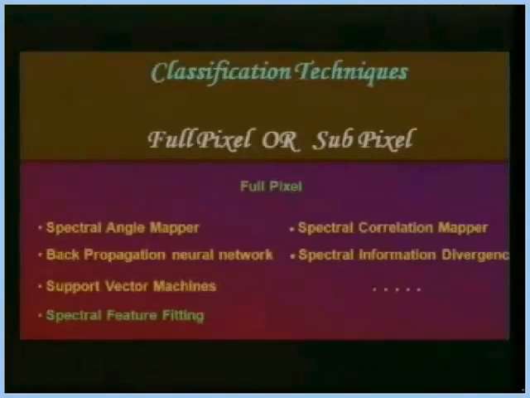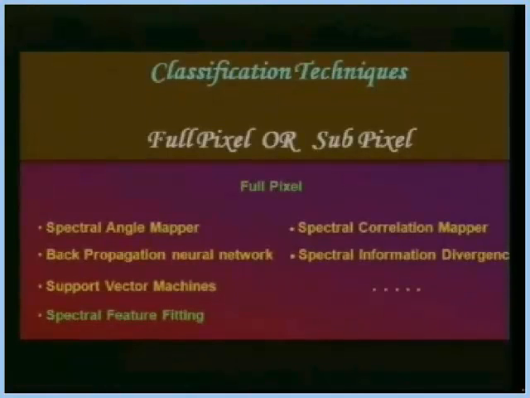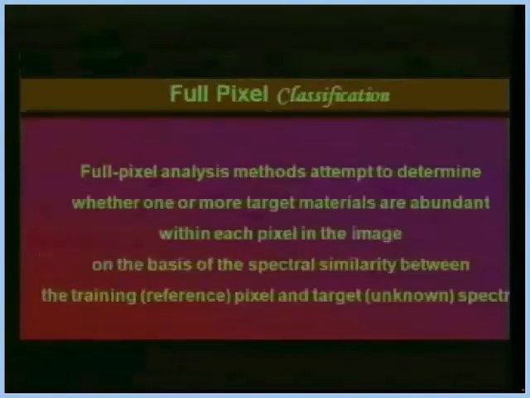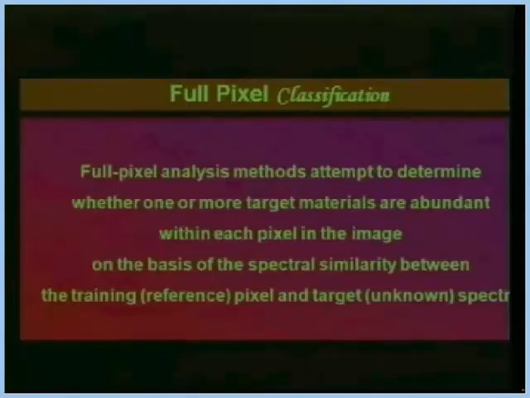Now when it comes to the classification, it is full pixel or subpixel. There are a variety of classification algorithms available. Just to name a few: spectral angle mapper, backpropagation neural networks, support vector machines, spectral feature fitting, spectral correlation mapper, spectral information divergence. In fact, the list goes on and on. I have only listed half a dozen. In the full pixel classification, as we are all aware, and we have been doing this with MLC, we assume that a single material is present in the image pixel, which is not true.